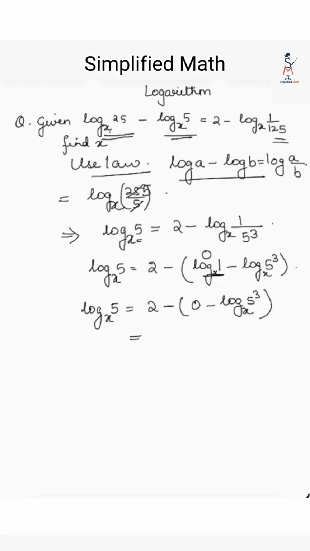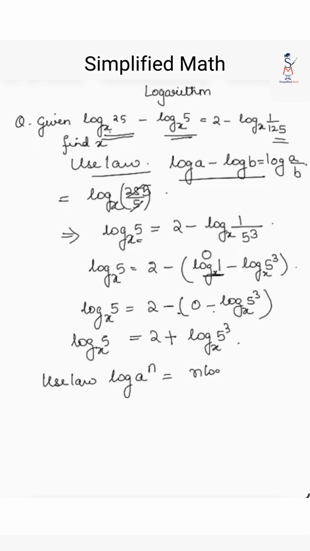So we'll open the bracket this side. Left hand side will be this only. So this will be 2, we omit the 0, minus minus plus log 5 raised to the power 3 to the base x. Right? Now here what we can see is, again we will use the law. I'll show you the law once again. Log a raised to the power n is n log a. So this will become log 5 to the base x is equal to 2 plus 3 log 5 to the base x.